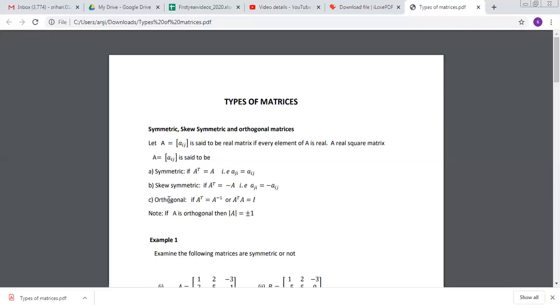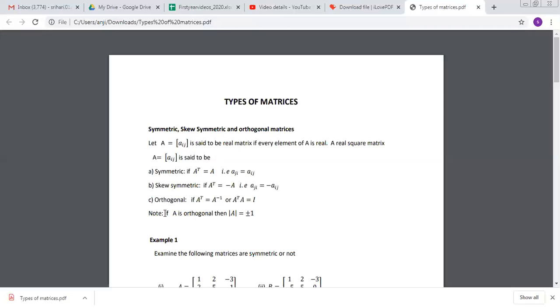Orthogonal. We say the matrix is orthogonal if A transpose is equal to A inverse, or A transpose A equals I, where I means identity matrix. So symmetric: A transpose equals A. For skew symmetric, A transpose equals minus A. Orthogonal: A transpose equals A inverse, or simply use this condition, A transpose A equals I. This is convenient to check whether the matrix is orthogonal or not.